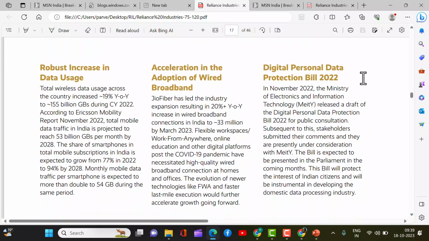Just read this. Robust increase in data usage. The total wireless. Just hold on. When I was in telecom, we were looking at two things: the data usage and the revenue we are generating per minute from the customer. If you multiply that, you get ARPU.